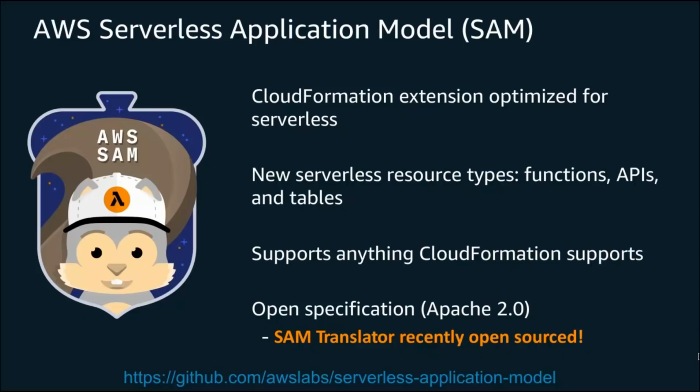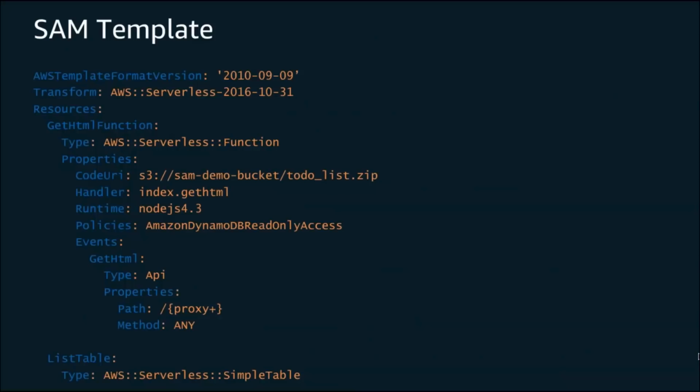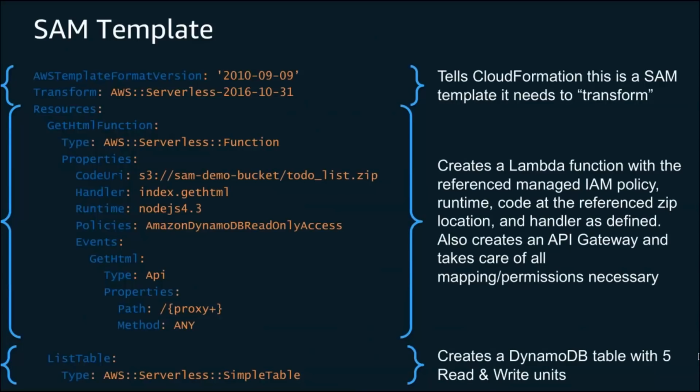Also, SAM itself is actually an open source project, and we recently open sourced the entire SAM translator, which I'll talk about a little bit more towards the end of today's webinar. And you'll see how you can actually contribute code back to this project and grow the capabilities of SAM. So what does a SAM template look like? Well, this is a really brief example here, and we're going to highlight the main aspects of this SAM template. The first, as we see here at the top, are the headers that we have.